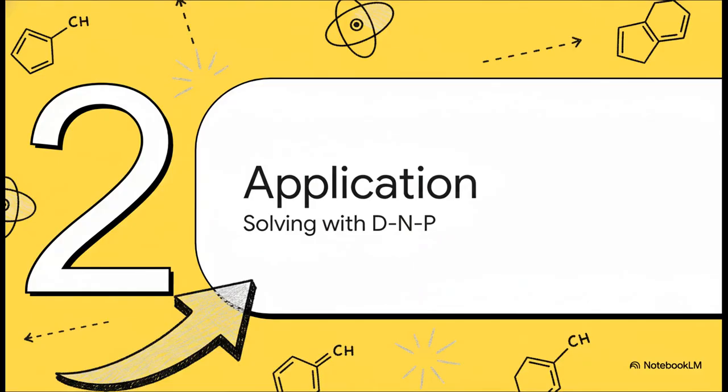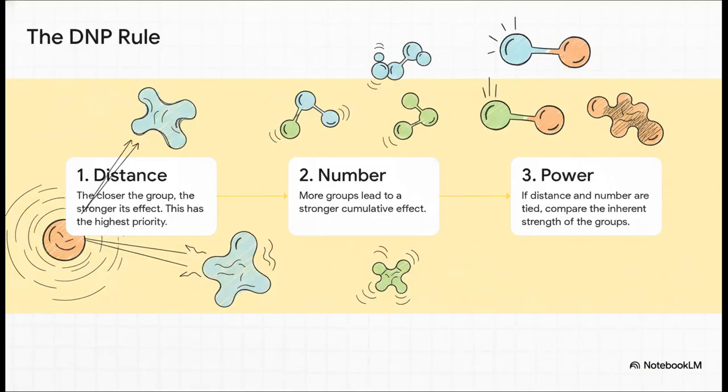Okay, so that's the theory. But let's be real. Knowing the theory is one thing. Applying it super fast when the clock is ticking in an exam, that's a whole different ballgame. And that's exactly why we have a simple framework, a kind of master key for solving these problems. Just remember these 3 letters, D, N, P. It's a simple little hierarchy.